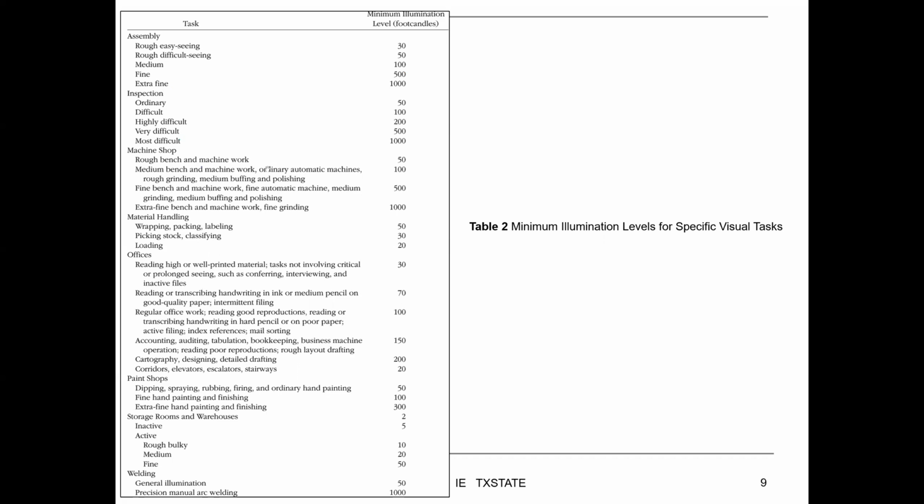And then on the right, second column, you see the minimum illumination level in terms of foot candles. So for instance, if we look at the inspection, if you're trying to decide how much illumination you need for an inspection task, then there are multiple levels: ordinary, difficult, highly difficult, very difficult, and most difficult. And you can use these guidelines to state the level of illumination that you will need.